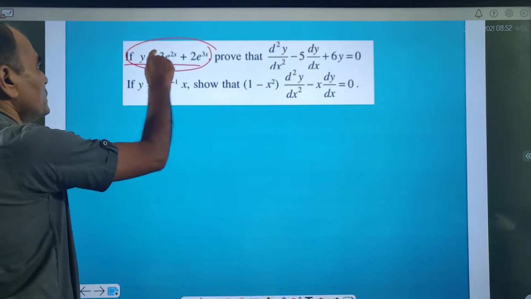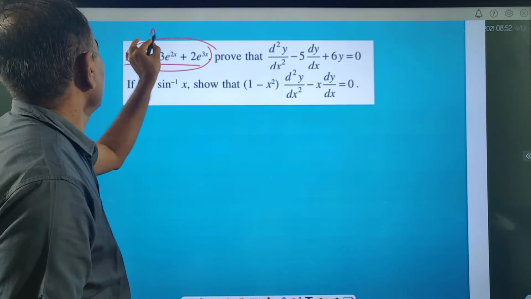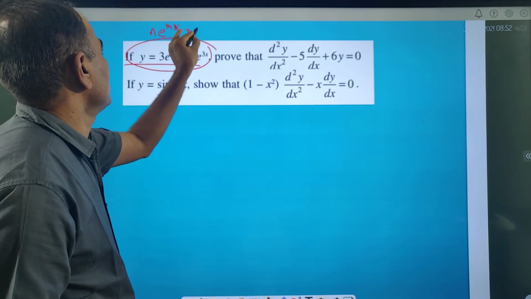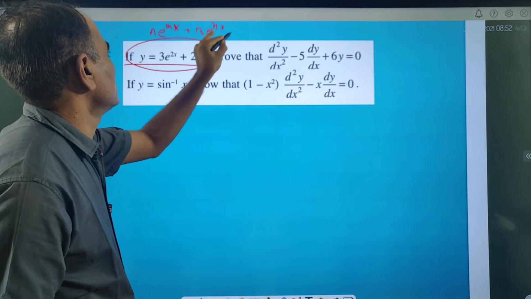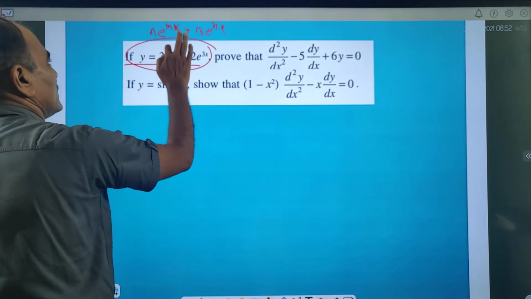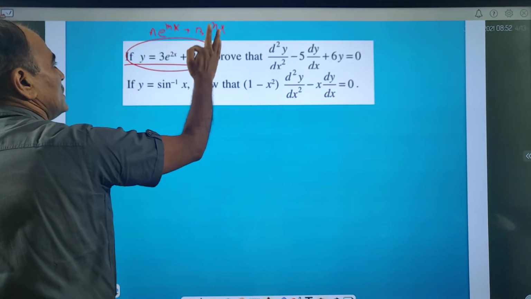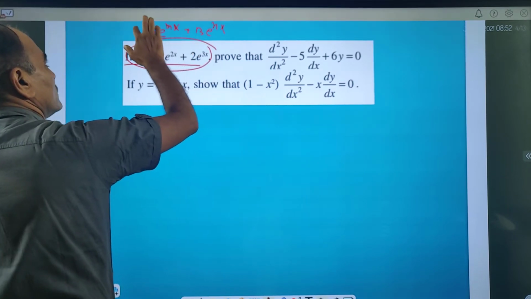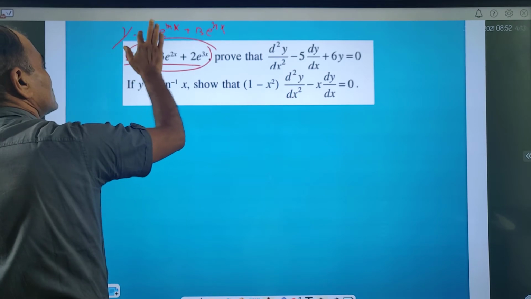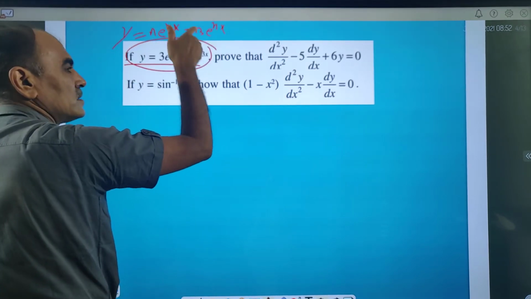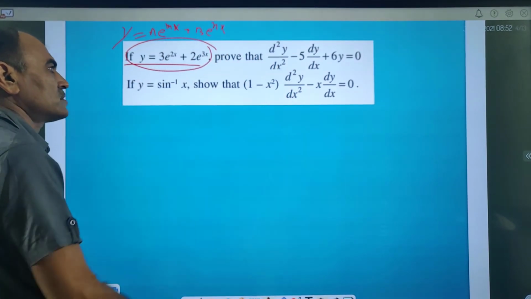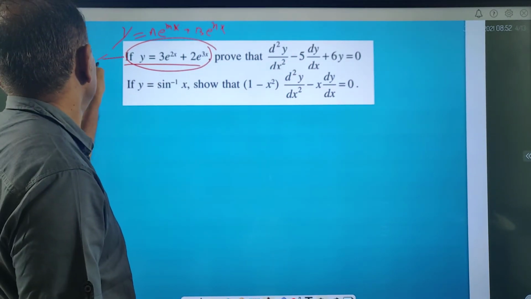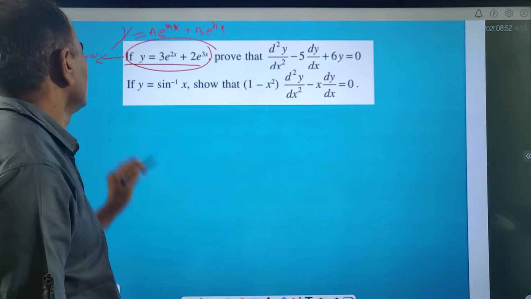Here, in place of 3 I am going to take a e^(mx) plus b e^(nx). m is 2, n is 3, b is 2, a is 3. Clear? So, in general, how to find the derivative for this sum, that thing we are going to see in the next 1 or 2 slides. So, let us leave this one for you.